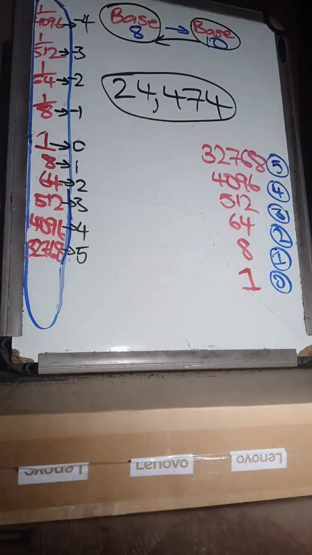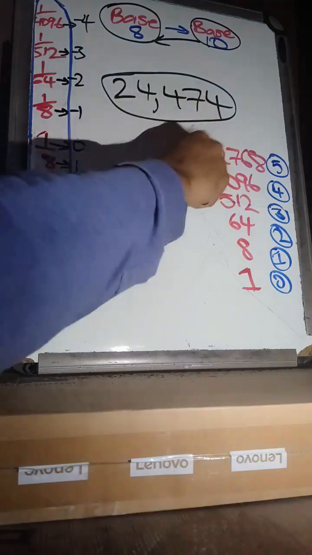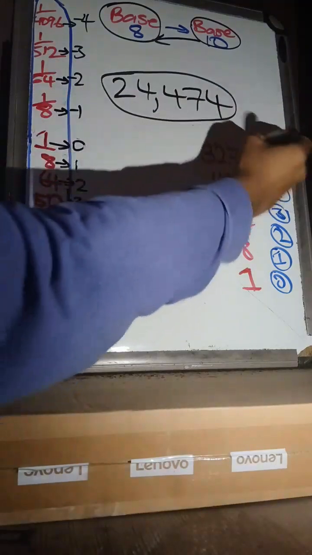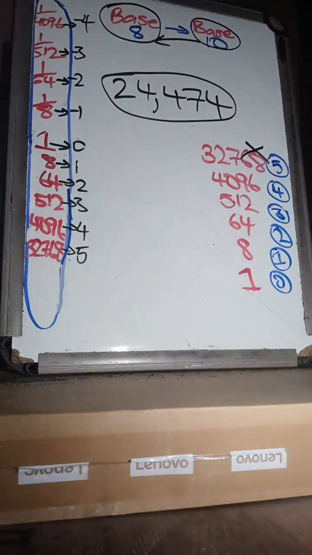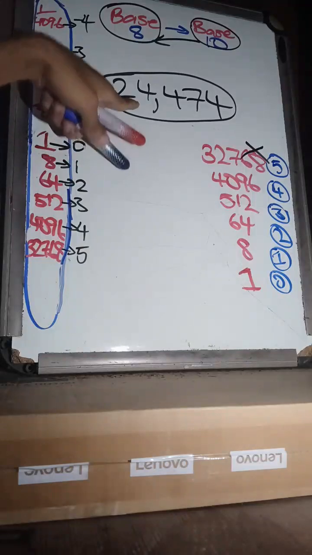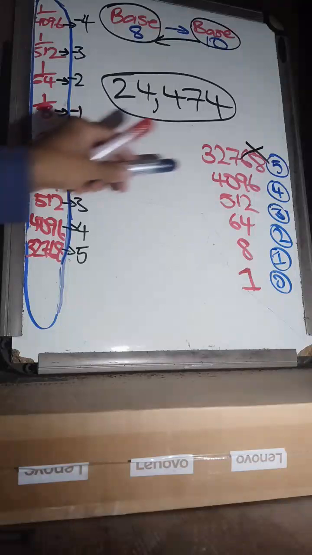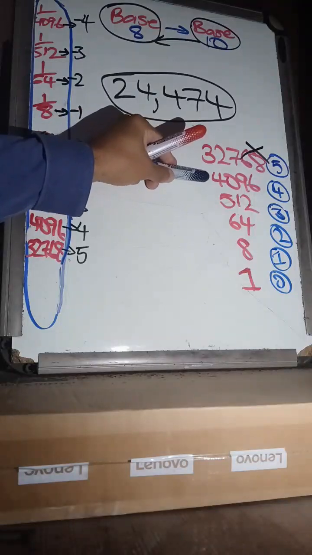Alright. Now, this number is smaller than this, so we're not even going to entertain that at all. Right? So we can't use any amount of 8 raised to the 5, because that will not be smaller than this. So now we have to figure out how many of 4,096, how many of this number we can fit into this.